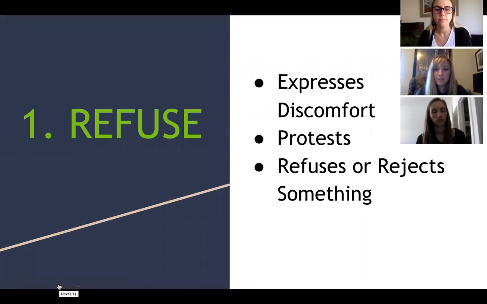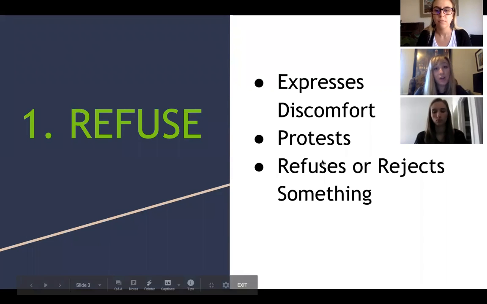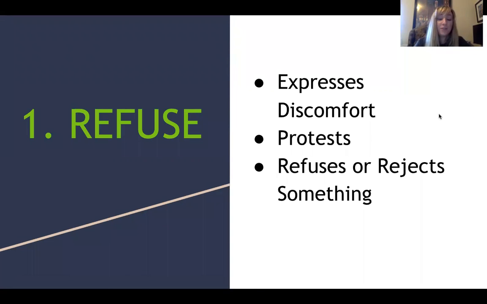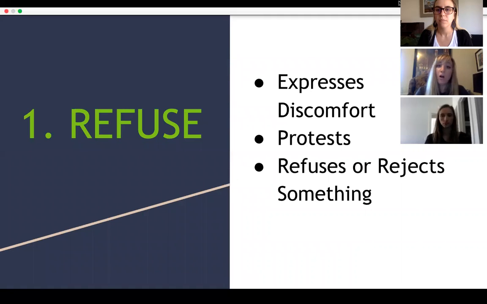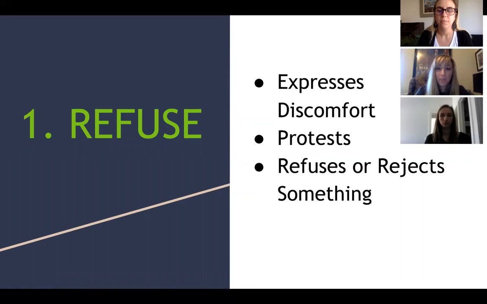So the first reason, to refuse: a student would express discomfort, they would protest or refuse or reject something. What that could look like is your child saying no, or it could look like whining, or turning their face away, or pushing something away. So any kind of gesture or vocalization or symbolic or language refusing would fall under the category of refusing.